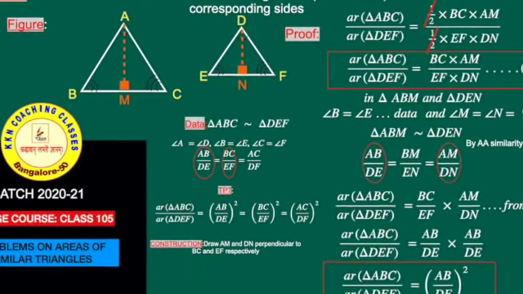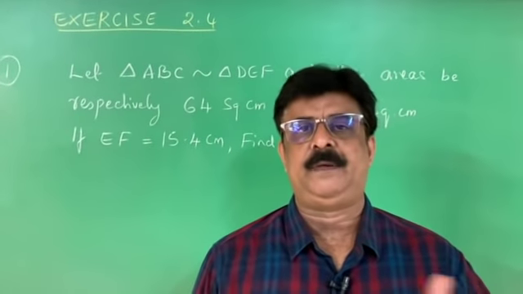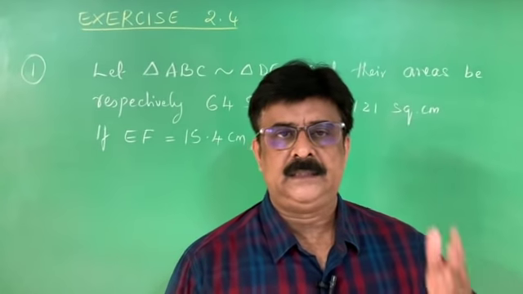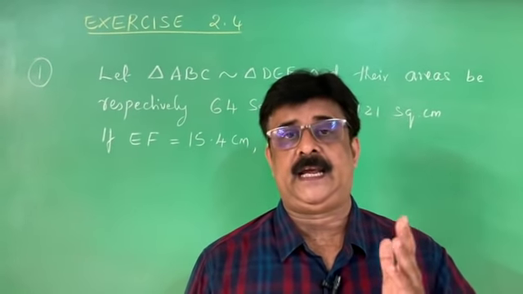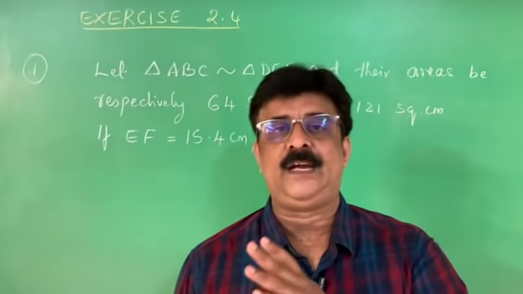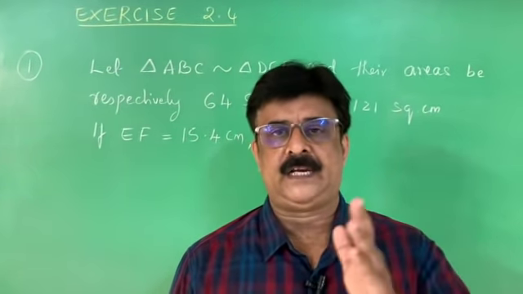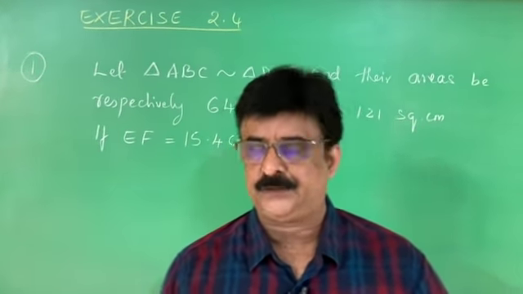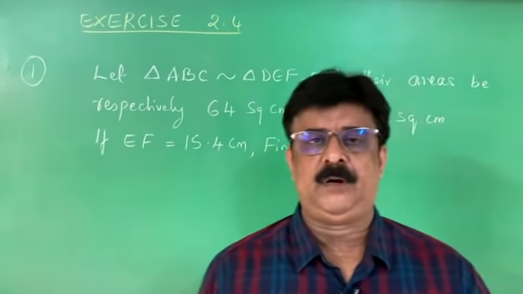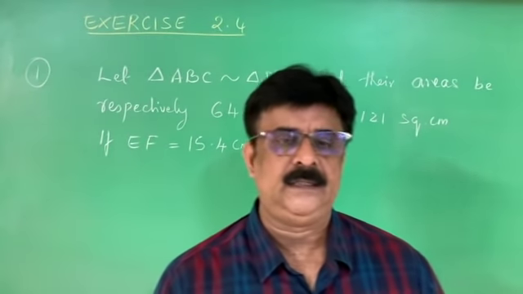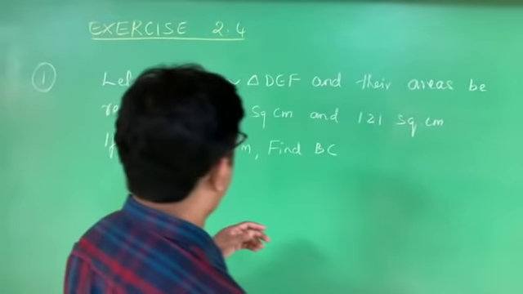In the last class, I proved a theorem based on areas of similar triangles. The statement of that theorem is: the ratio of areas of similar triangles is equal to the square of the ratio of their corresponding sides. Based on that, there is an exercise, 2.4, with about 10 problems, and we are going to solve those problems in this class. The first problem of exercise 2.4.